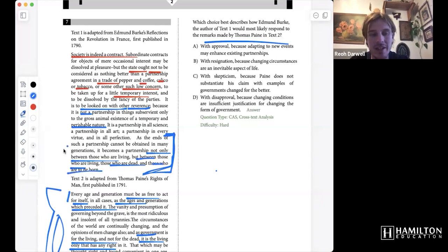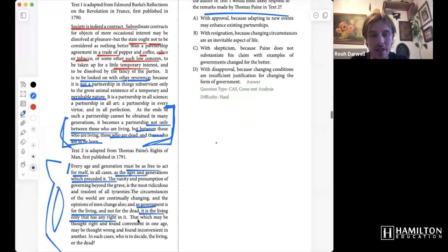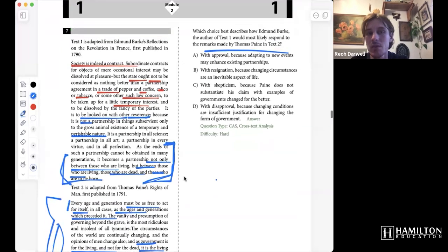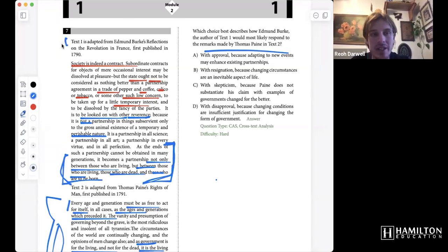This here is exactly the opposite of what Thomas Paine says when he says the living are the only ones who have any right to the government in the present moment. Burke says no, the dead, the living, those babies and those babies yet to be born all have a right to it. So how would this guy respond to that claim? He would say this. He already did respond to that claim. He already said it's more than just those who are living.